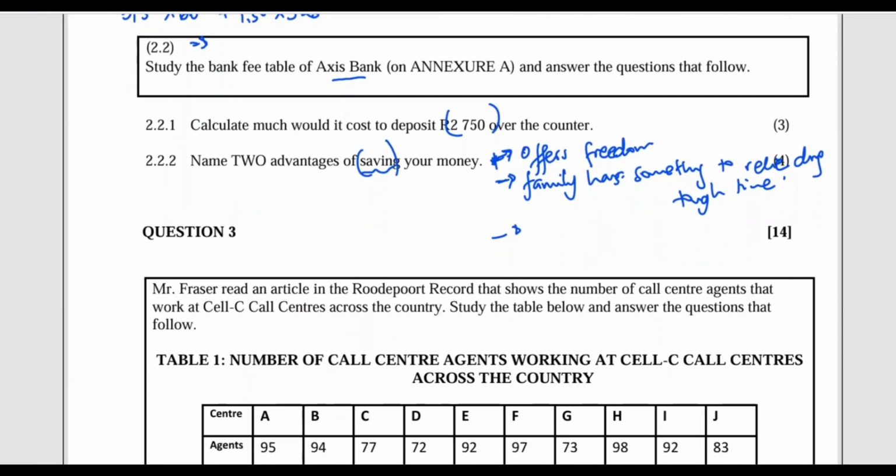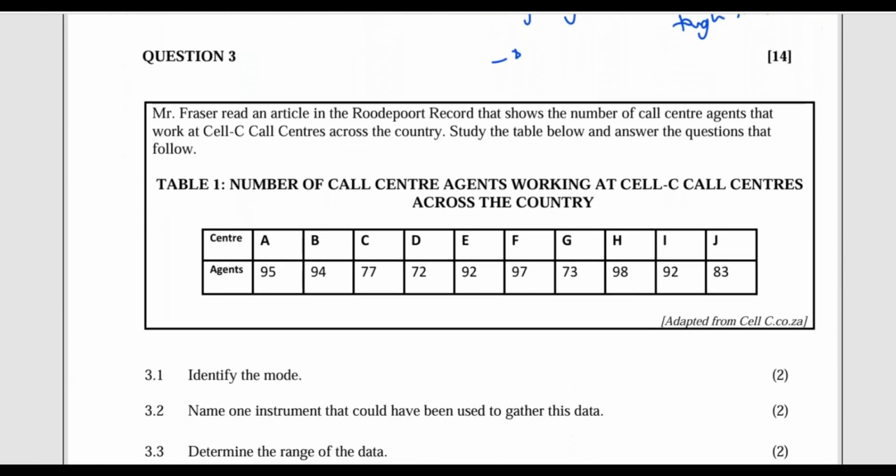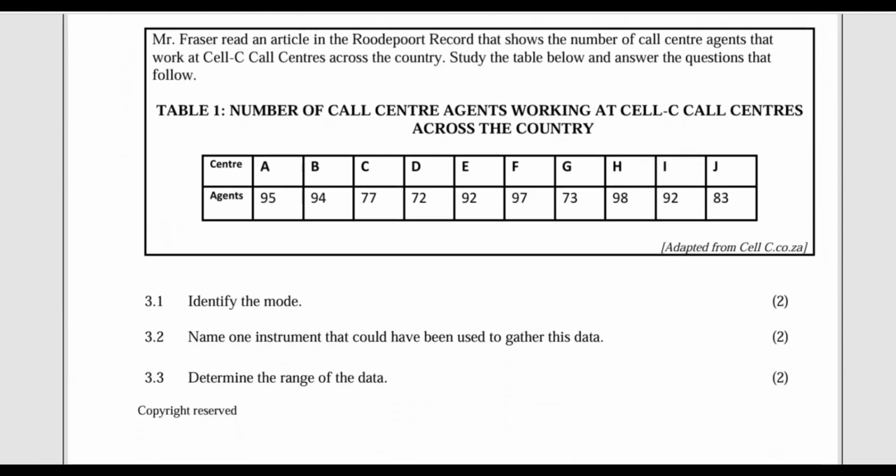All right. Then question number 3. They are telling us that Mr. Fraser read an article in the Road Port Record that shows the number of call center agents that work at Chelsea call center across the country, and then this is the table. Then the first question is asking us for the mode. Now, we know that mode is the number that appears the most, okay? So with this, which number is that?